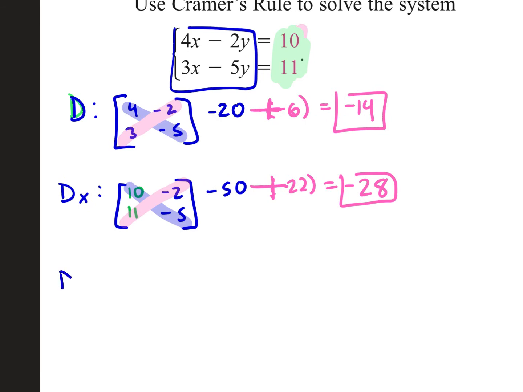And then lastly, we're going to find d sub y. So that means we're replacing the y column with our answers. So 10 and 11 go in our y column. The x column stays the same. So our coefficients of the x's go in the x column, 4 and 3. Find the determinant the same way. Multiply our majors together minus the minors. So 44 minus 30. 44 minus 30 is 14.